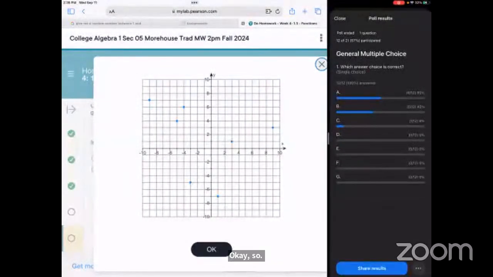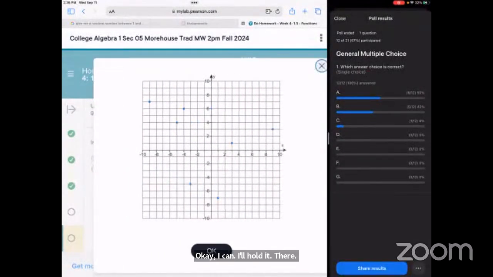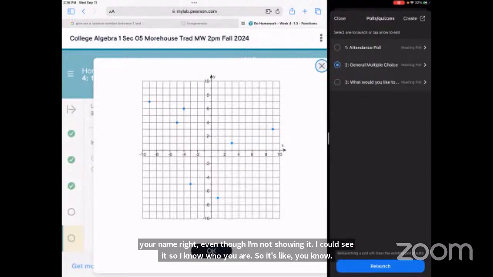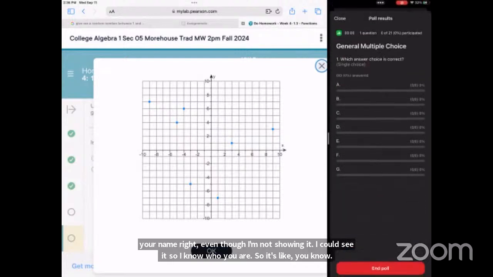I'll hold it there. Let me relaunch the poll because I do want to give you a chance at this one again. It's a 50-50. I see the person chooses C. I can see your name, right? Even though I'm not showing it, I can see it, so I know who you are. Just so you know, it does come into play. You don't want it to stand out like that.